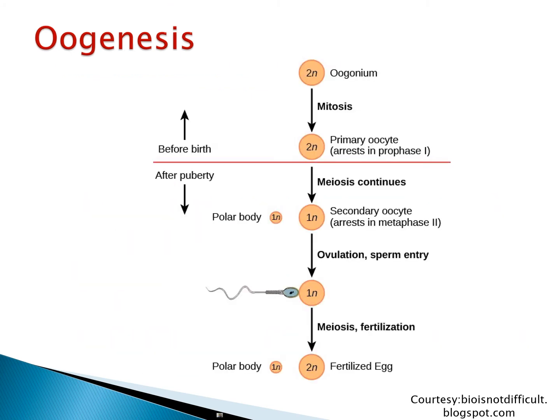With this figure, oogenesis will be clear to us. This is the oogonia which undergoes mitosis and makes many oogonia, and they enter into the primary oocyte. In the primary oocyte, meiosis 1 begins, but it is arrested at the stage of prophase 1. Till this process, cells are in the fetus, and this is the process before the birth.